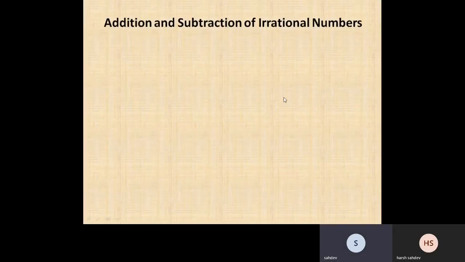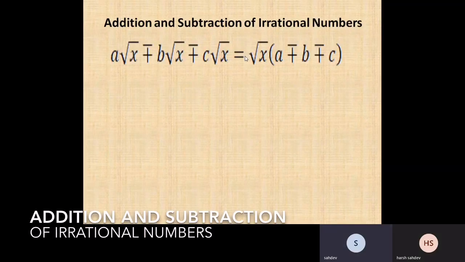First, addition and subtraction of irrational numbers. a under root x plus or minus b under root x plus or minus c under root x equals under root x in bracket a plus minus b plus minus c. How am I taking this? I'm taking a and under root x as the rational part and the irrational part of all these numbers, which are the same. Therefore, these numbers are basically alike. They are like numbers.